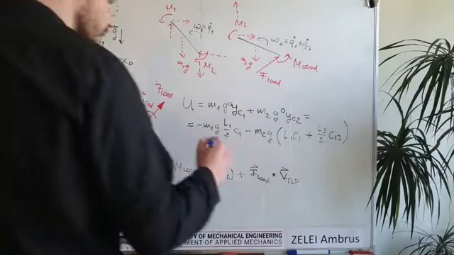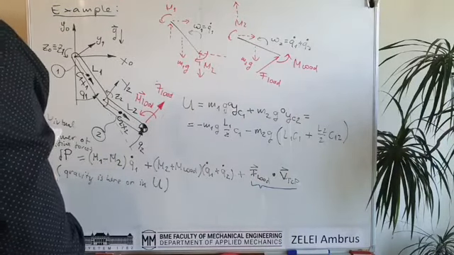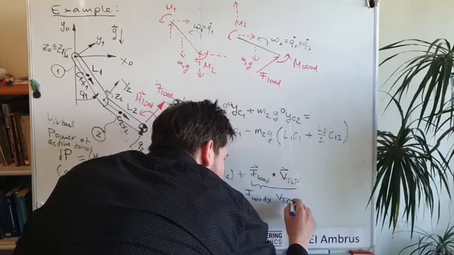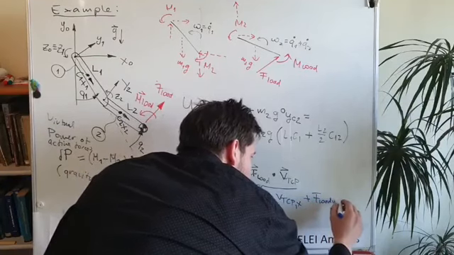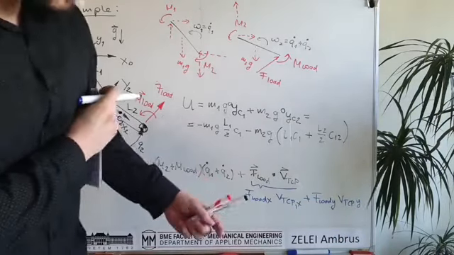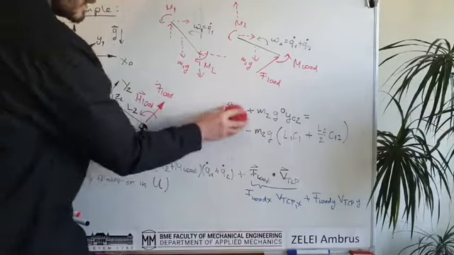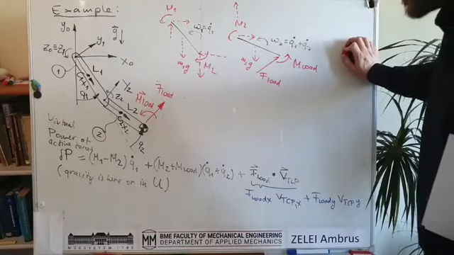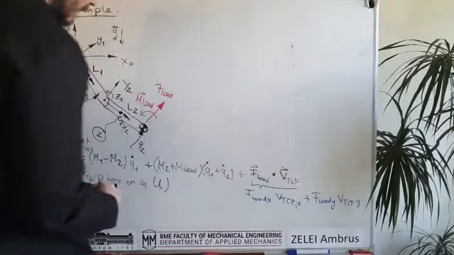And the last thing here is that this term will be just F load X times the VTCP X component. I don't want to detail it, plus F load Y times VTCP Y component. So this will be a bit complicated thing. Okay, so you can just calculate the virtual power of these active forces, and as a final step you can put together the Lagrange equation.